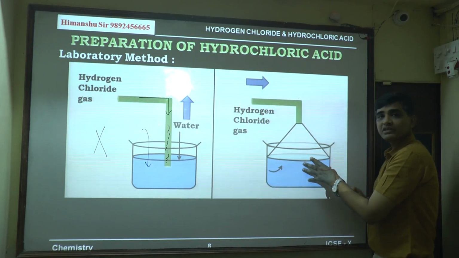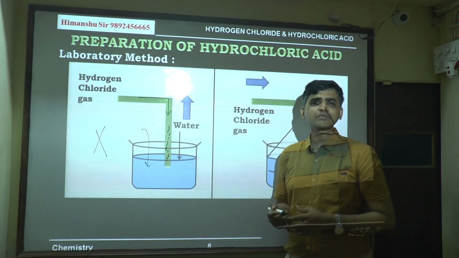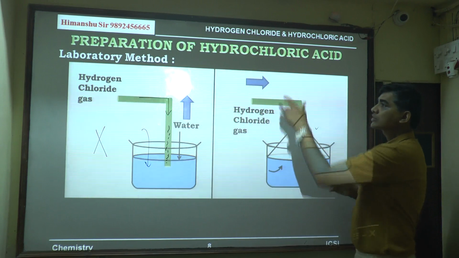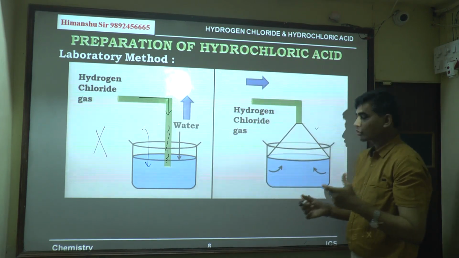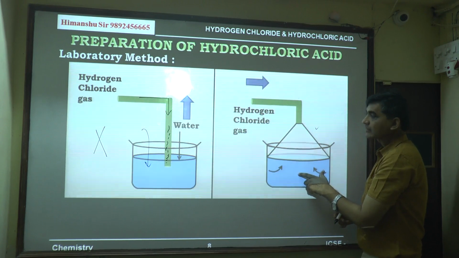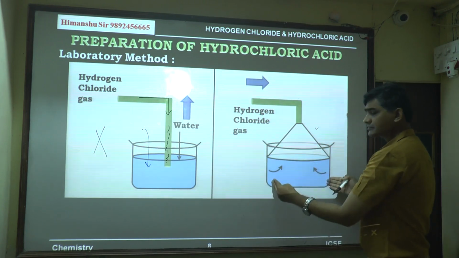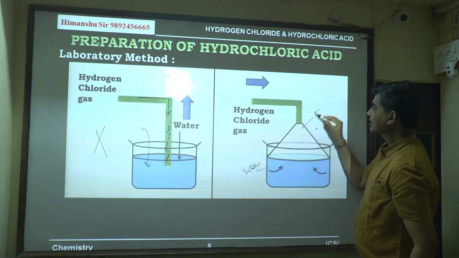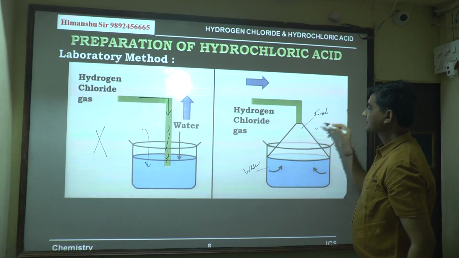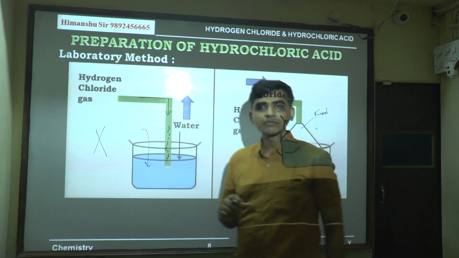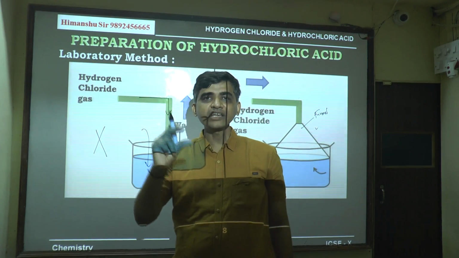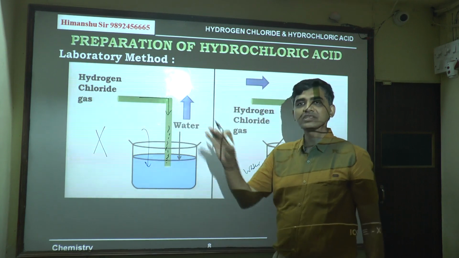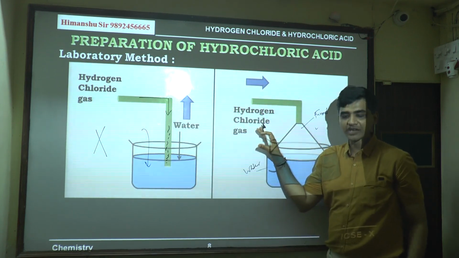In the ICSE board, they have asked very few diagrams, but this is one of the diagrams which has been asked in the board question. How do you convert hydrogen chloride gas into hydrochloric acid by using the funnel experiment? You have to show hydrogen chloride gas and a beaker containing water. This is an inverted funnel, and it is called the funnel experiment. One more one-mark question: can hydrogen chloride gas be converted into hydrochloric acid by using a delivery tube? You will say no, we will use the inverted funnel experiment.